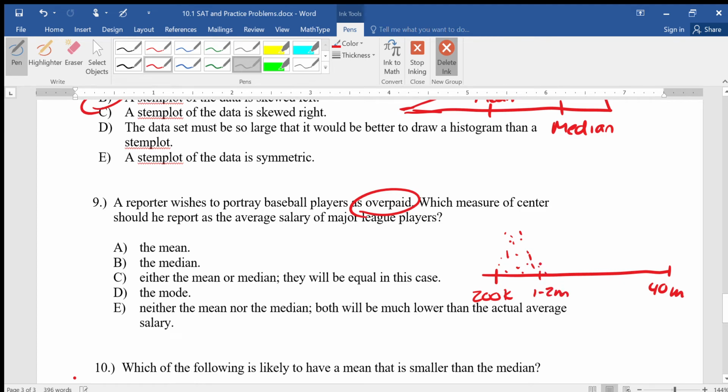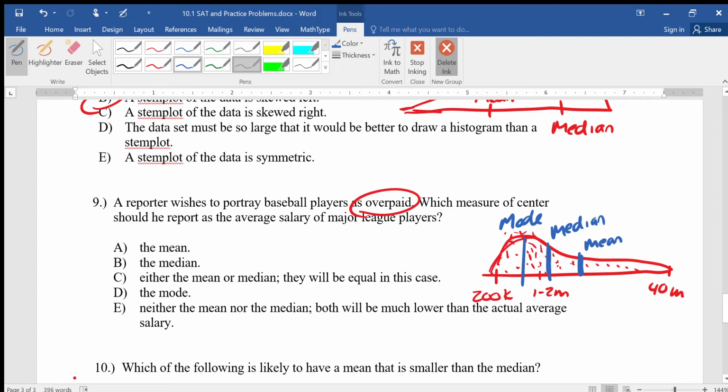Okay, this is where the bulk of my data is going to be. And then as I stretch out towards 40 million, the number of people that are getting that much money is going down and down and down. So this is pretty much what my curve looks like. I've got that nice right skew. So to me, here's the mode. The median is going to be a little bit further to the right, and the mean is going to be way out to the right.